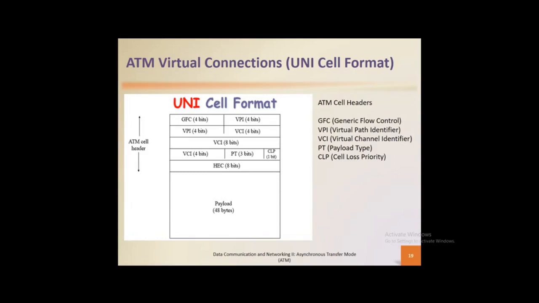And as usual, you have the huge chunk of the ATM cell format carrying the payload, the data itself, which is 48 bytes or 48 octets. So that pretty much tells us how the cell format is well distributed at the cell header segment of the format.